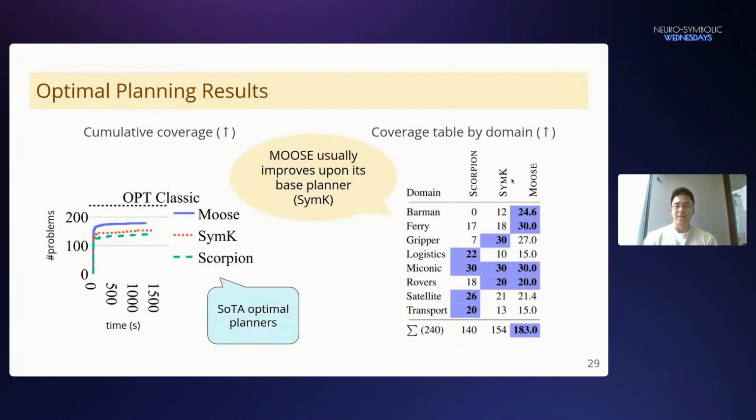And here are the results. Again, we're looking at cumulative coverage on the left-hand side, and our approach does a lot better than the state of the art for optimal planners. When we look at the right-hand side, we're looking at coverage for every domain. What we're trying to see is whether this Moose approach of encoding axioms to prune search improves upon the base planner that uses axioms. To look at this plot, we use SimK as the base planner, and we see that almost always this Moose approach improves upon the base planner.